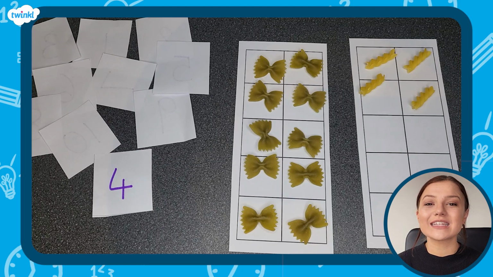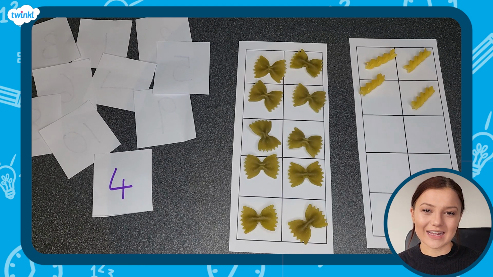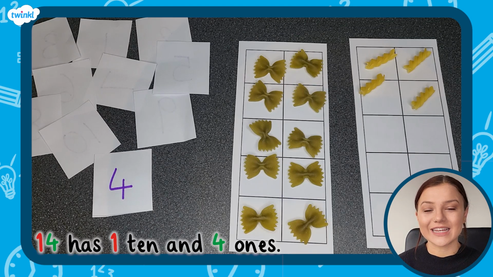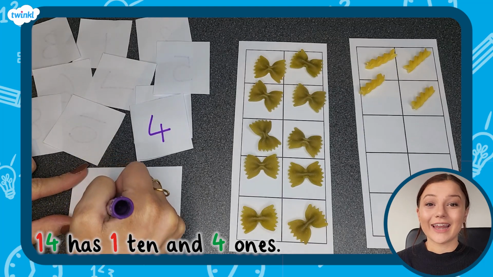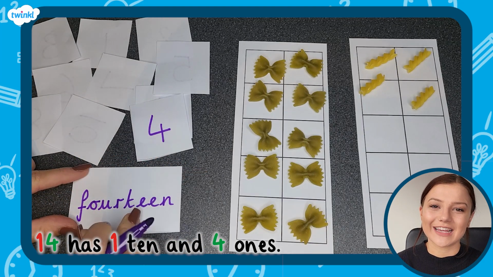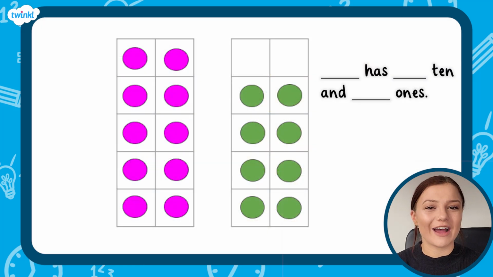Then use a stem sentence to describe the number that you have made. I have made the number 14. 14 has one 10 and four ones. Finally, have a go at writing the number that you have made on a piece of paper in numerals and words. Now it's your turn to try this activity. Pause the video here whilst you have a go.